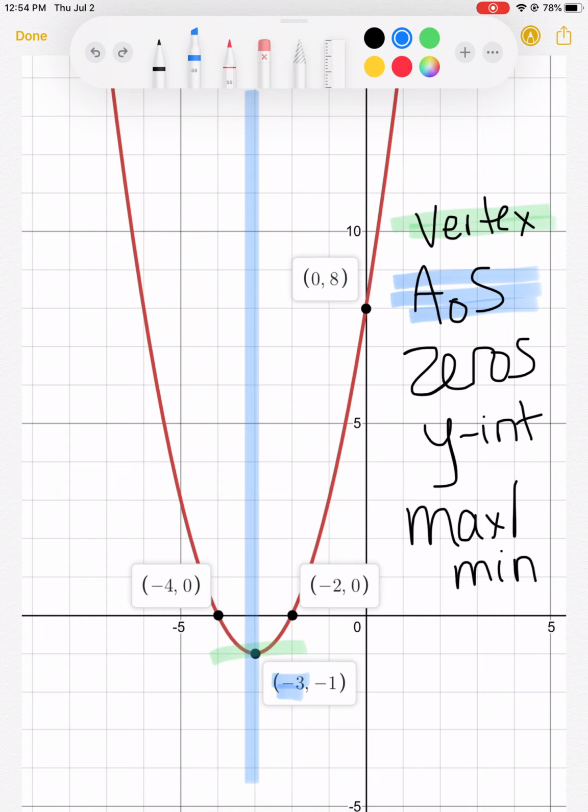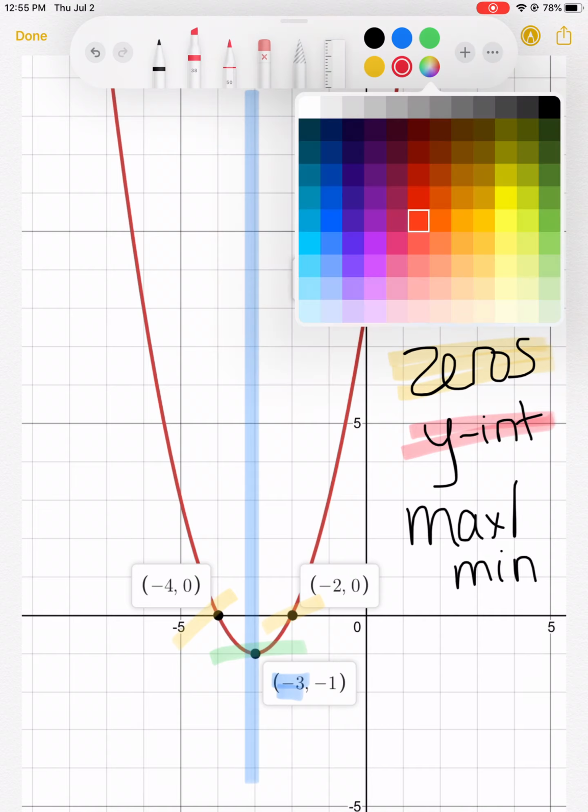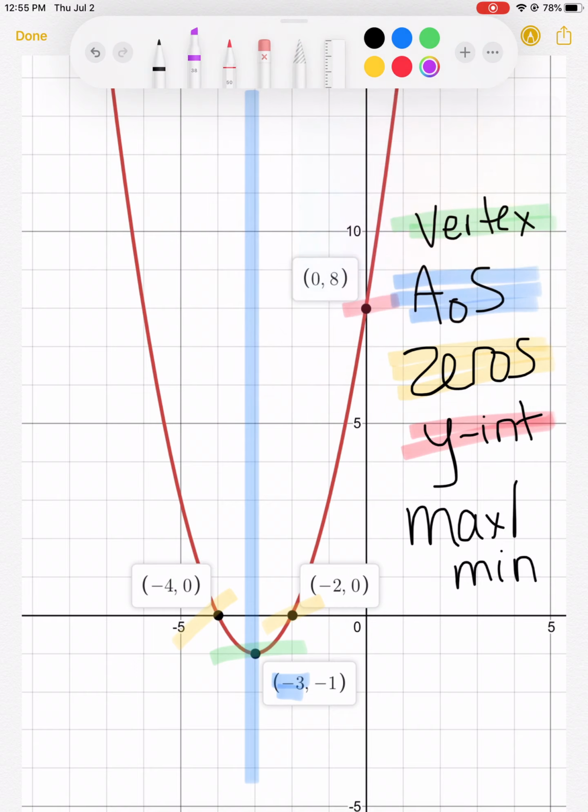Okay, my zeros, as we said, it's where they cross the x-axis, so it's always those 2 points there. My y-intercept, it crosses the y line, the y-axis, you guys should know that. And my max or min, let's do a little purple, I like purple. As we said, it's either max or min, so in this case it's a minimum because it's a down dip, and it's always with respect to our y value, which you can see is the y value in our vertex.